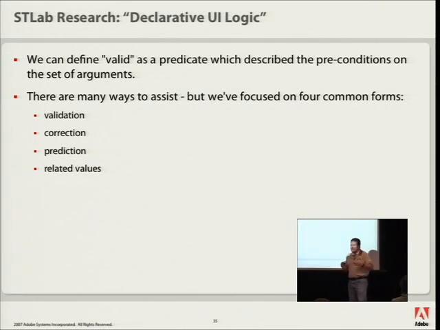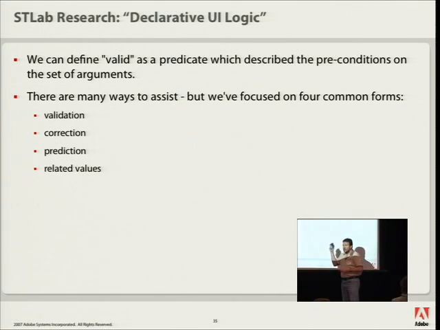Assist: there are probably an infinite number of ways that you can assist a user. But if you look at the applications, we have general patterns, and you can start to categorize these patterns. Here are four that we're dealing with explicitly. One is validation, which is, given that you have said predicate, knowing whether or not your preconditions are satisfied. Validation is simply rejecting bad input, saying, no, you can't do that.